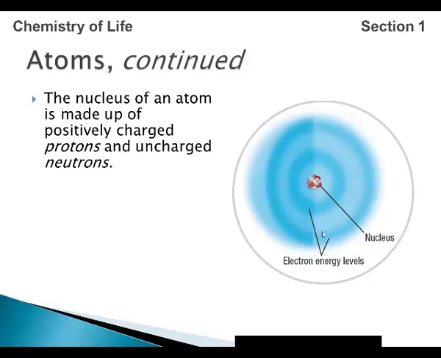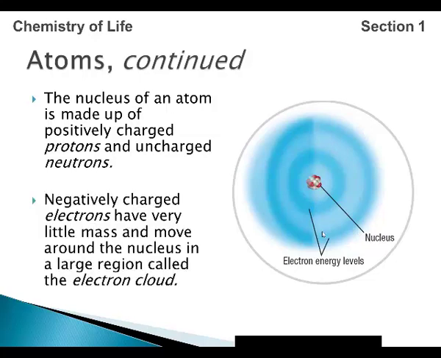So the nucleus is positively charged. It's made up of positively charged protons and neutral charged neutrons. So there's no charge to neutrons. They are neither positive nor negative. And then the negatively charged electrons circle around the nucleus in this area called the electron cloud. The electron cloud makes up that negative charge that occurs in atoms. The important thing to point out here is that the negative charge, a lot of times in stable atoms, is counteracted by the positive charge of the nucleus.